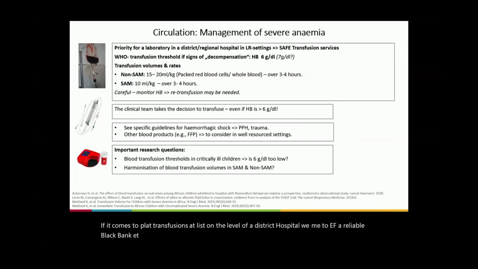Especially in malaria endemic regions, we will see many children with severe anemia. WHO suggests different volumes of transfusion for the child with severe acute malnutrition and children without acute malnutrition. The evidence of this may be limited, and Médecins Sans Frontières, for example, decided to give the same volumes slowly for malnourished and non-malnourished children. Blood transfusion target in the sick children of 6 may be okay for some, but maybe too low for others. So this could be another important future research question.